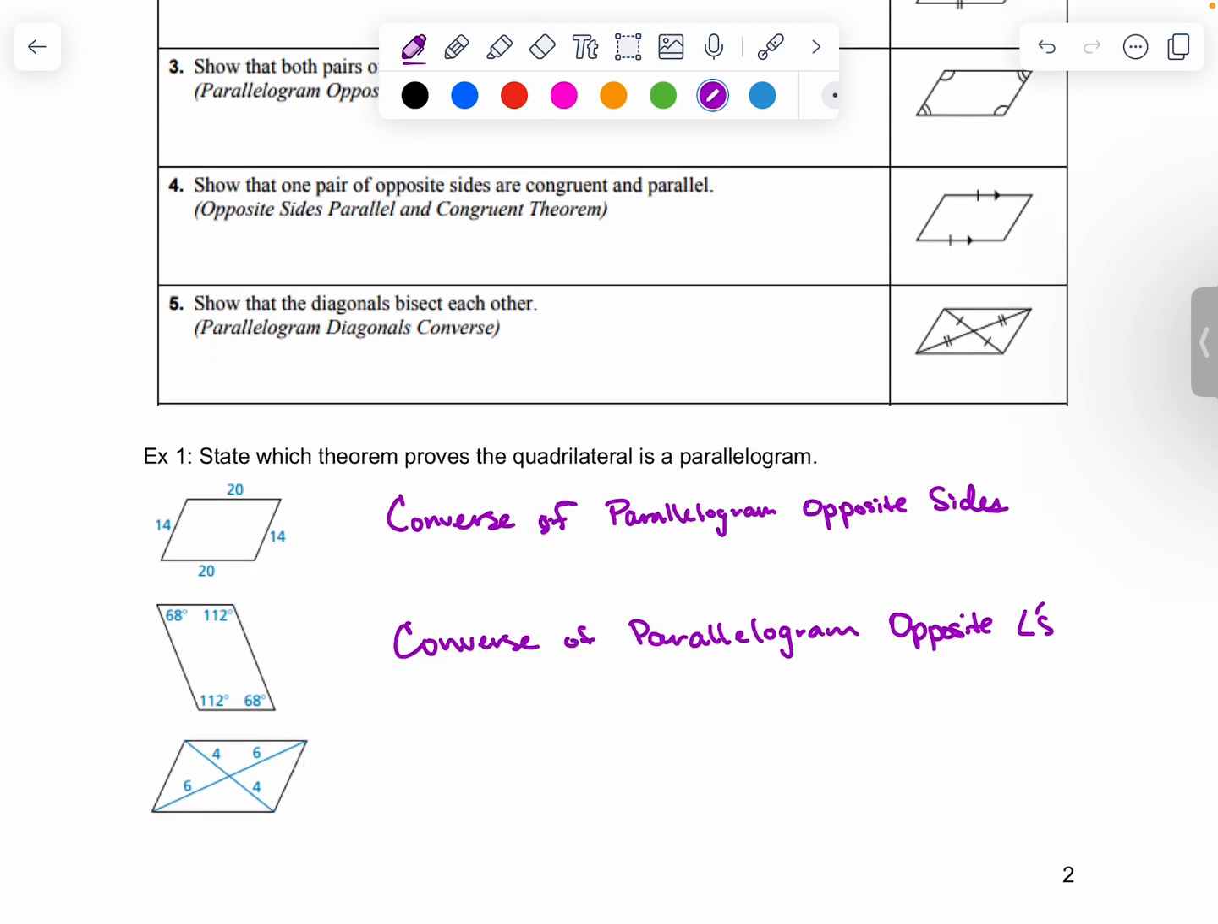Next one, I've got diagonals, and those are congruent. Parallelogram, diagonals, converse. Again, these are all just properties. You're just going the reverse way to show that it is, in fact, a parallelogram.